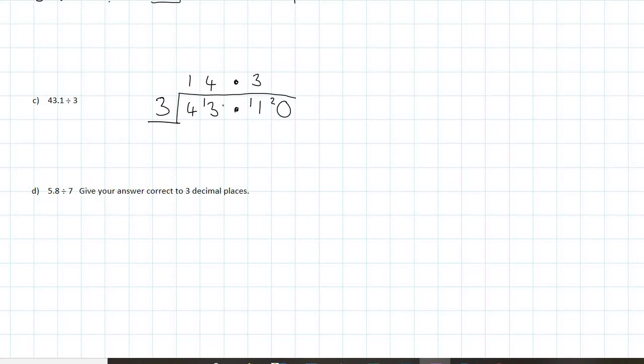I'm just going to put that 0 in. How many 3's go into 20? That's 6 with 2 left over. How many 3's in 20? 6 with 2 left over. You can maybe spot a pattern here. As I add more zeros, I'm getting how many 3's go into 20 every single time. The answer is always 6 with 2 left over. So this is going to keep going forever and ever. This is called a recurring decimal. So my answer is 14.3666666 going on forever.